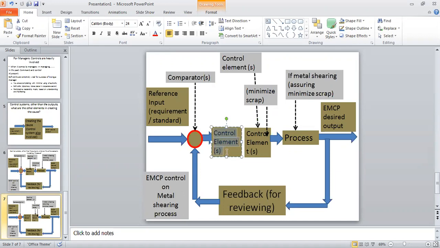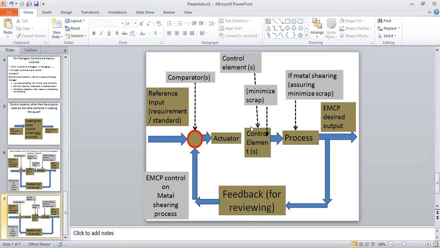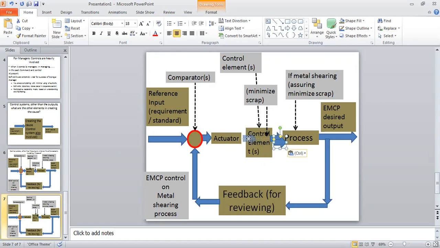The first one, maybe a technical word. The very first command comes here. So that can be a decision. So the command comes, just to say minimize scrap. Then minimize scrap. That's a command.